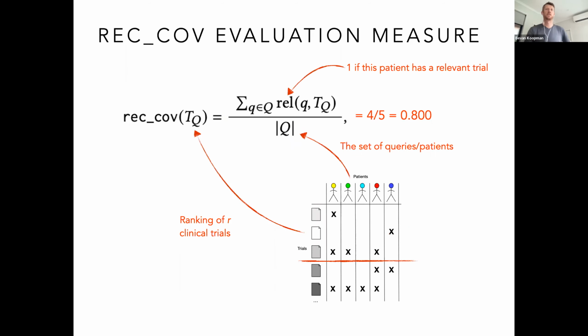So plugging that into an actual measure, we have this recruitment coverage measure here. It takes a ranking of clinical trials and a set of queries. And essentially we're saying what portion of the entire set of queries are covered by this trial, right? So 4 out of 5 in this case, 0.8.